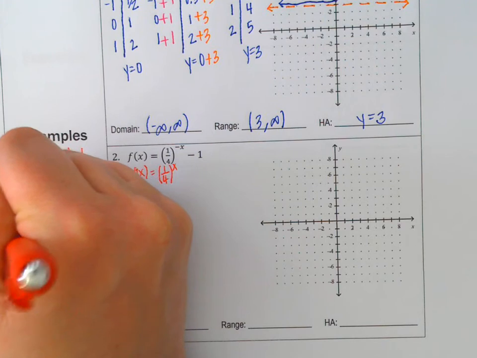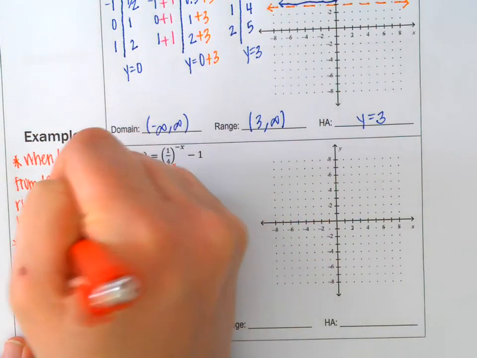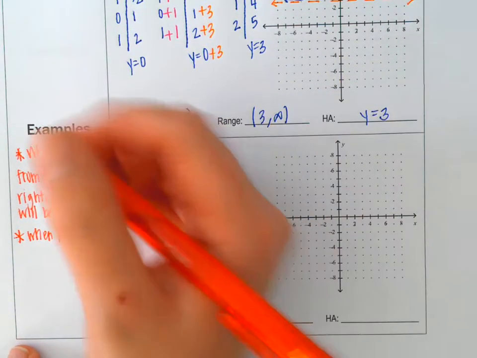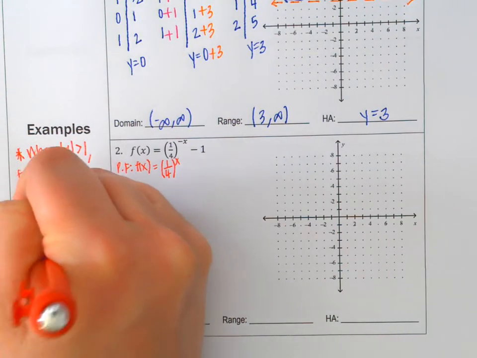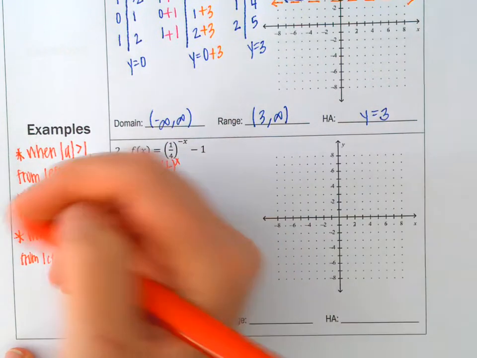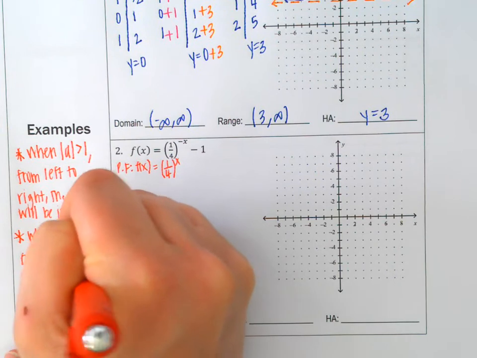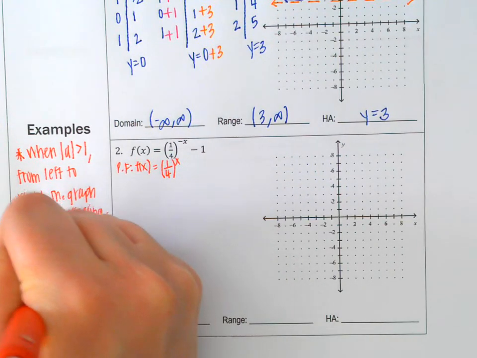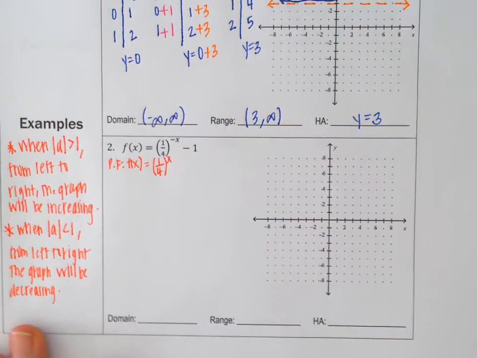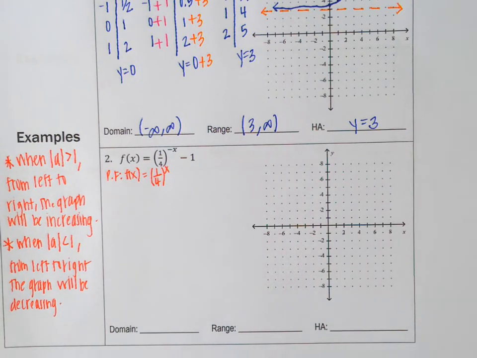And then just the opposite, when the absolute value of A is less than 1, so that's basically any fraction that's less than 1, from left to right, the graph will be decreasing. Now, what's going to happen is you're not going to see the decreasing here because of one of the transformations. We'll get to that.